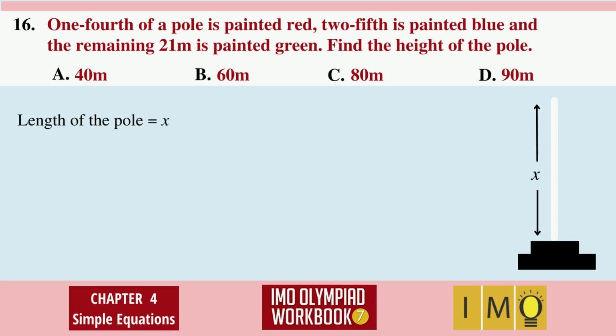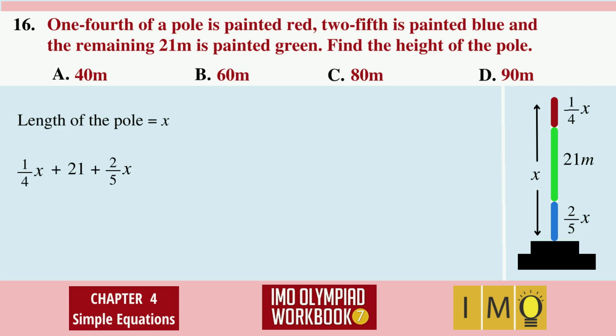So 1/4 of x is painted red. 2/5 of x is painted blue and the remaining is painted green. This remaining length is 21 meters. To form the equation, let's add up all the 3 lengths to get x. So 1/4x plus 21 plus 2/5x is equal to x. That becomes x/4 plus 21 plus 2x/5 is equal to x.